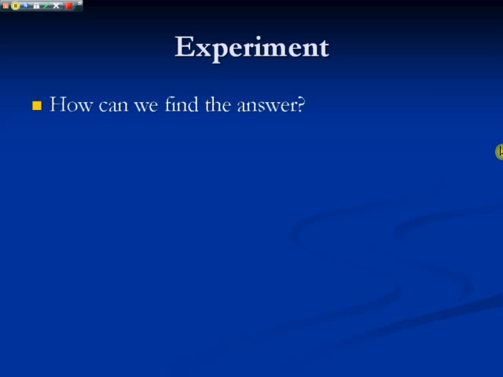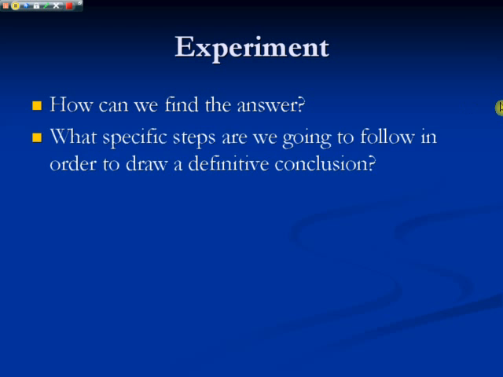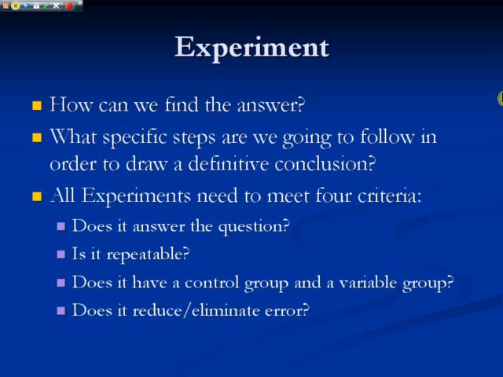Now, when you're doing the experiment, you have to ask yourself, how can we find the answer? How can we know whether or not the answer to our hypothesis is correct? So what specific steps are we going to follow in order to draw a definitive conclusion? Whatever those steps are, we need to make sure that all experiments meet 4 criteria.